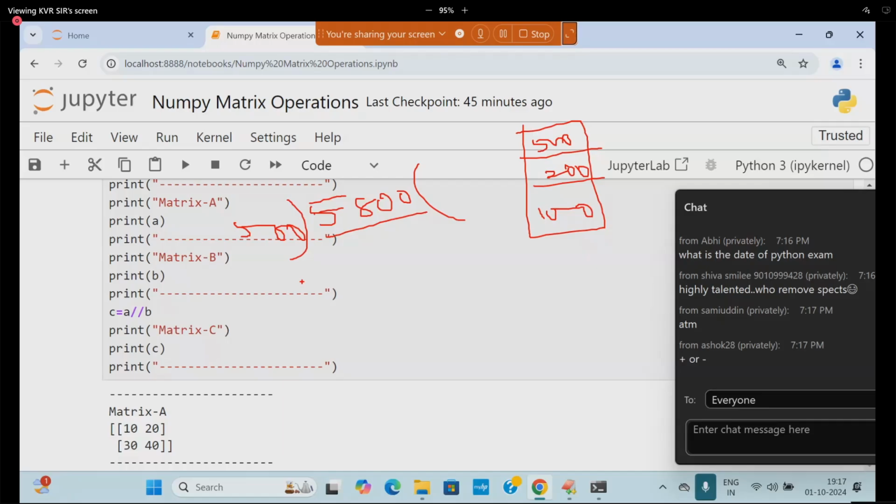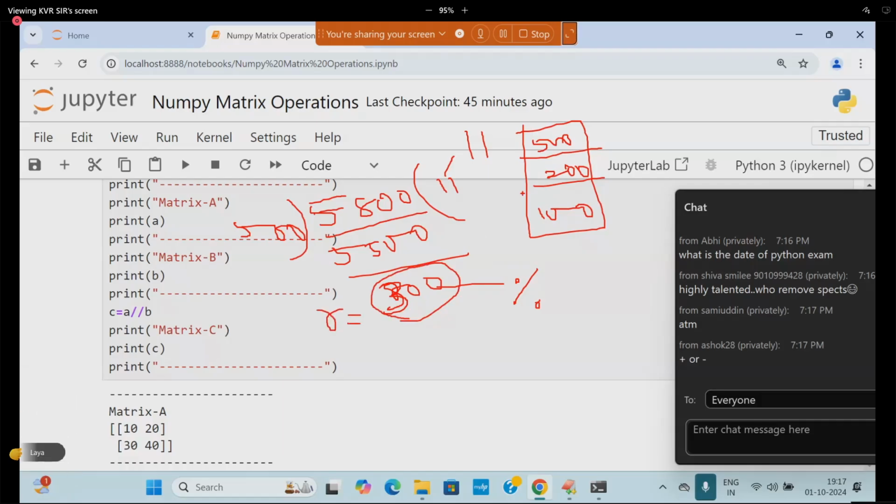Understand? So tell me now, what is this? 11. Until 11, 500 notes will come out. What is next? 800. Okay, 300 will come out. This 300 is obtained by which operator? Remainder. This 11 will be obtained by double slash, because these are the applications of normal operators. This remainder value, again, I will take for the next denomination.